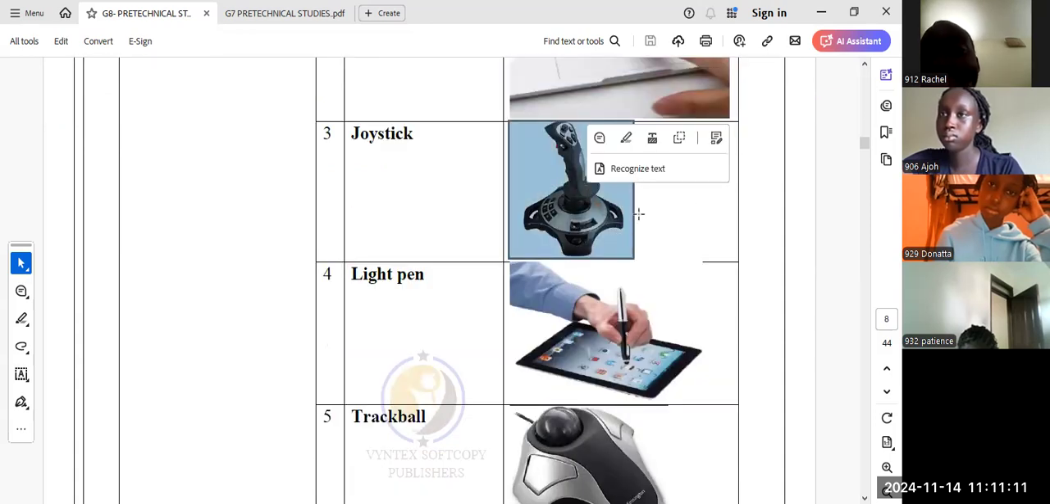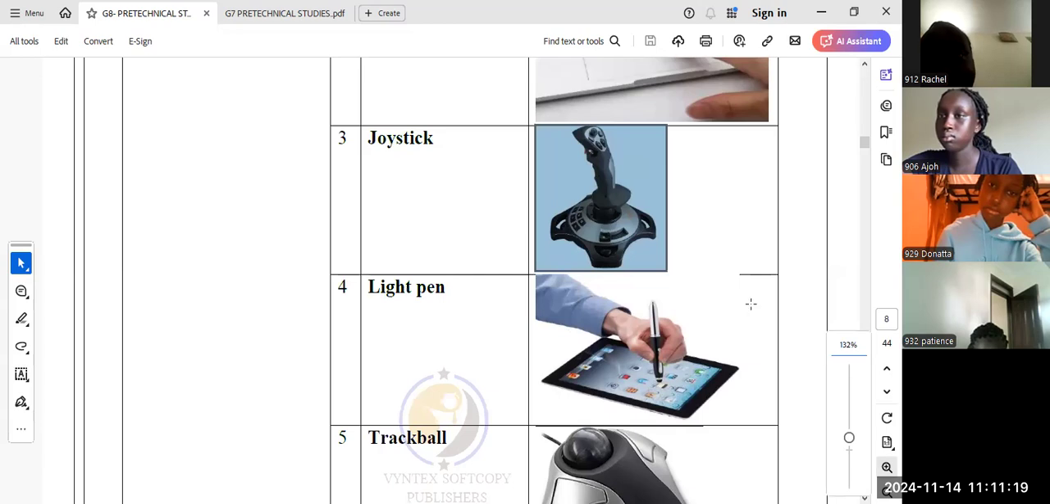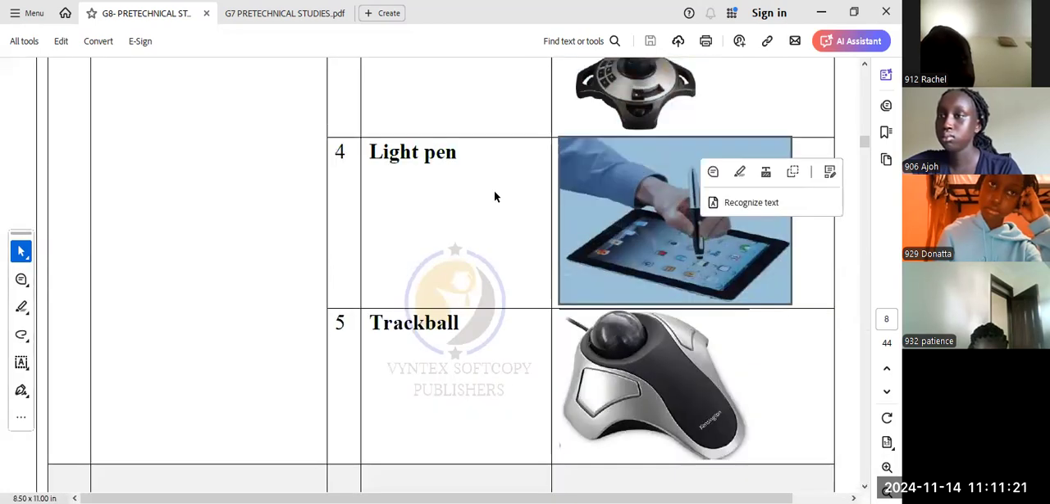This one is the joystick. This is how it looks. It is used for playing and controlling computer games. Then we have this one here, what we refer to as the light pen. A light pen can also be used in the same way as a stylus. You use it to write on a flat surface, mostly the digitizers. So this is the light pen, and it is used with the digitizers.